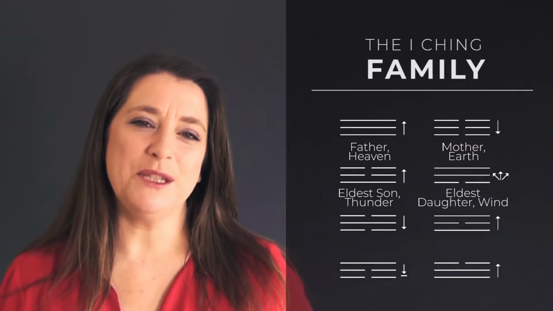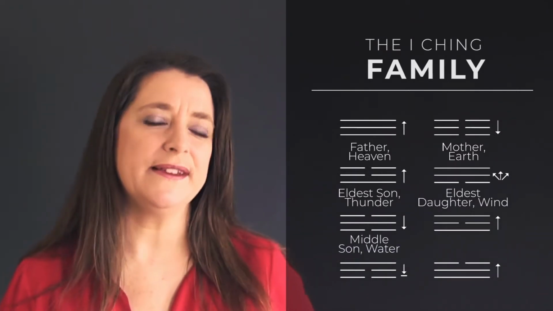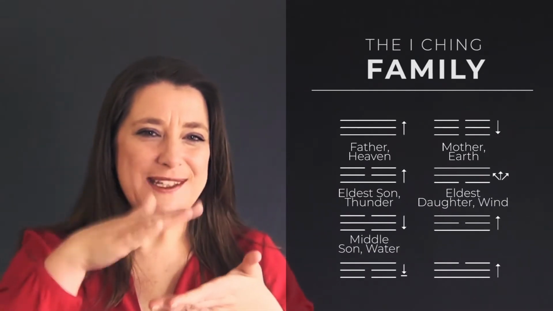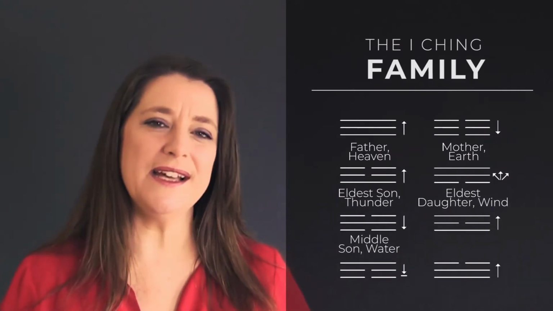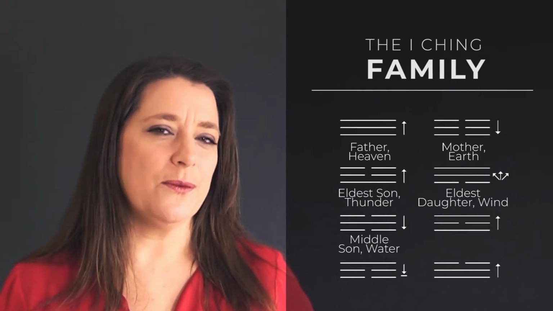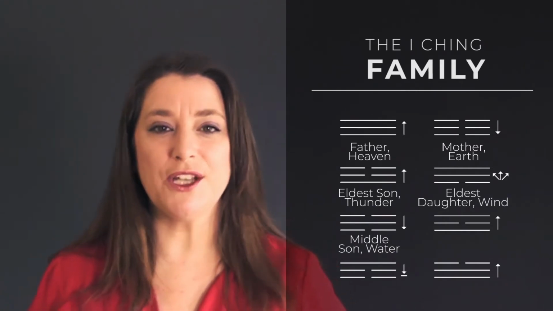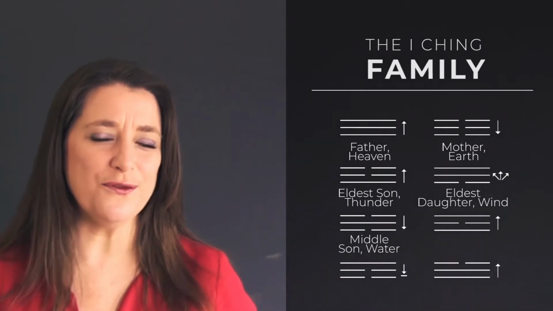Let's have a look next at the middle children. We have the middle son. His name is Water. And he's the middle son. He's sandwiched between the eldest and the youngest. And he is a little risky. We're unsure. He's kind of a dark horse. We're not quite sure which way he's going to go, which way he's going to flow.